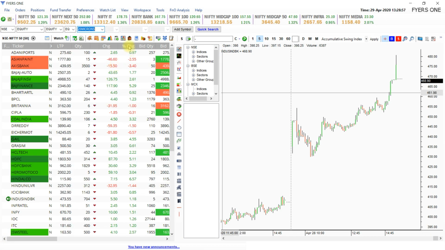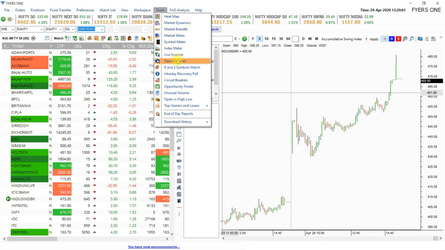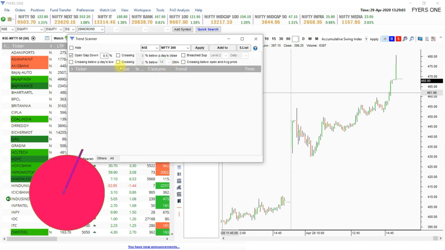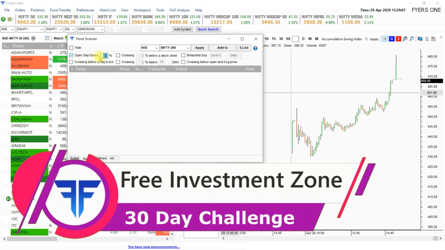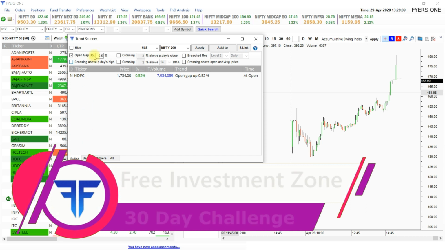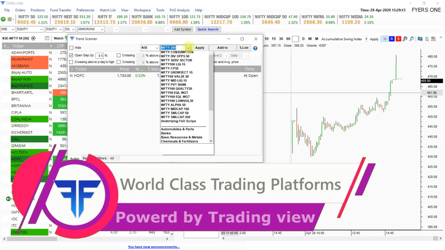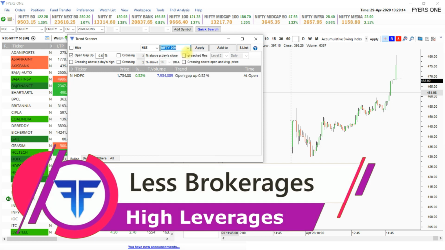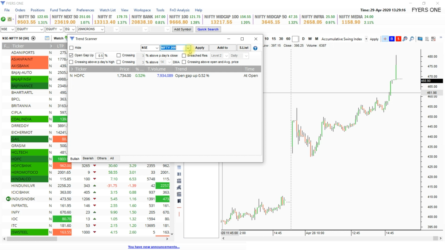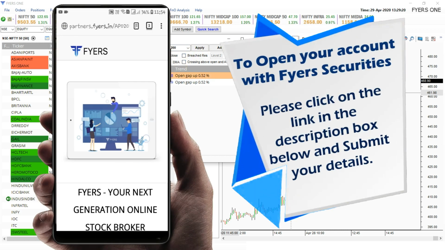All these are in the tools. Let us see Trend Scanner first. I want to screen all the stocks which opened with a gap up. So here I will select this option and leave this as 0.5. In this drop-down menu, whichever groups you want to scan like Nifty 50, Nifty 100, Nifty 200, enter that and apply. See here, HDFC Life is in this list, gapped up by 0.52%.